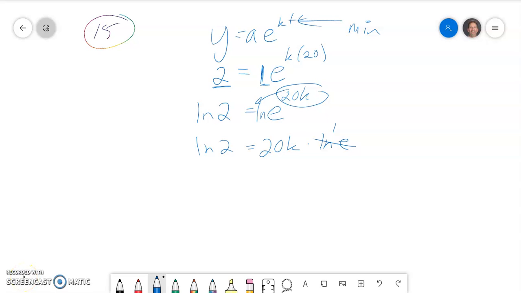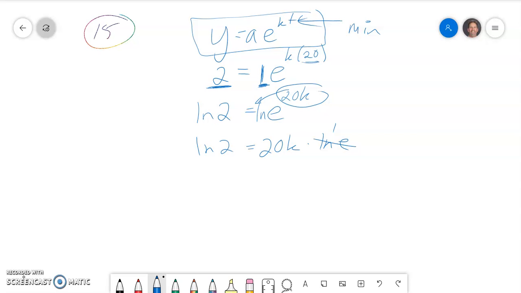Hey, welcome back. So at the end of the last video, I was halfway through problem 15. If you remember, this is the problem where you have a bacteria that's doubling every 20 minutes. And so we used this formula to start with. We put in 1 here because we started with 1 gram of the bacteria or something, and now we have 2, so that means it doubled. And we put in 20 minutes for the time.